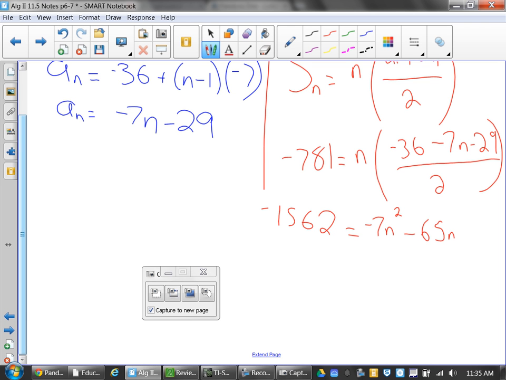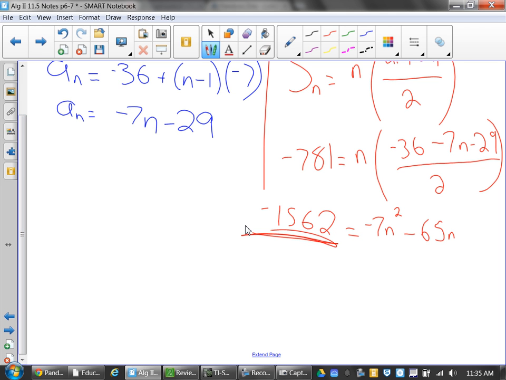What was my trick when you had to get ready to factor with these? What would you want for your leading term coefficient? Leading term coefficient, in order to use your calculator efficiently, you want it to be positive. Okay? So I'm going to add the 7n squared. I'm going to add 65n to the other side. Now be careful. This is where a lot of people make their mistake. Is this term positive or negative? Good. Don't make that mistake. So you have 7n squared plus 65n.